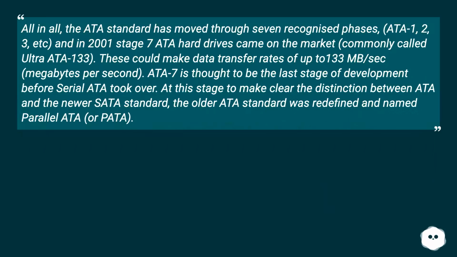All in all, the ATA standard has moved through 7 recognized phases: ATA 1, 2, 3, etc., and in 2001 stage 7 ATA hard drives came on the market, commonly called Ultra ATA 133. These could make data transfer rates of up to 133 MB/sec, megabytes per second. ATA 7 is thought to be the last stage of development before serial ATA took over. At this stage, to make clear the distinction between ATA and the newer SATA standard, the older ATA standard was redefined and named Parallel ATA, or PATA.